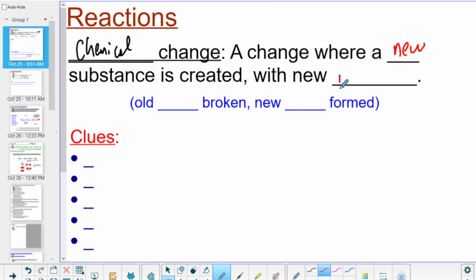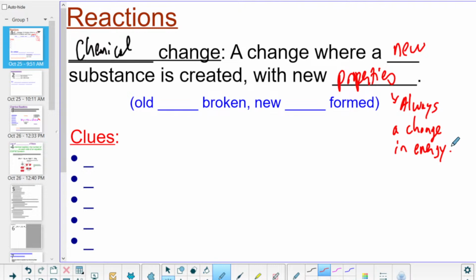And with new properties. It always involves a change in energy. Where is the energy in a molecule? If I have H2O, which you've been drawing now for a little while, where's the energy in that? When it connects. Where it connects. So the energy is in the bonds. So we have to break bonds and we have to form bonds.